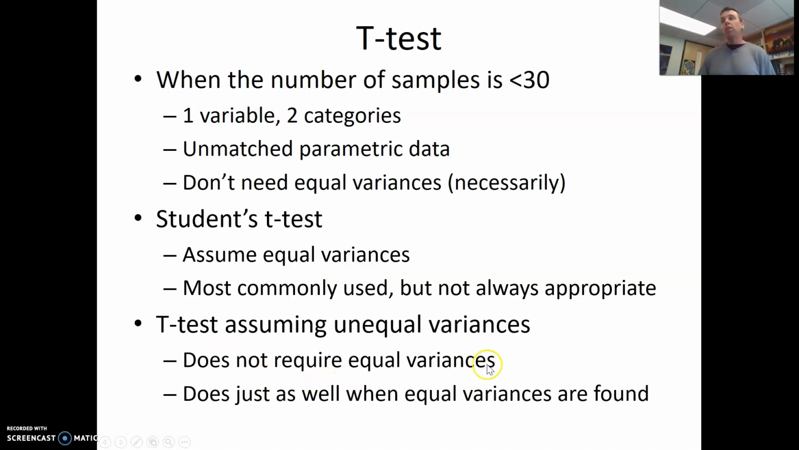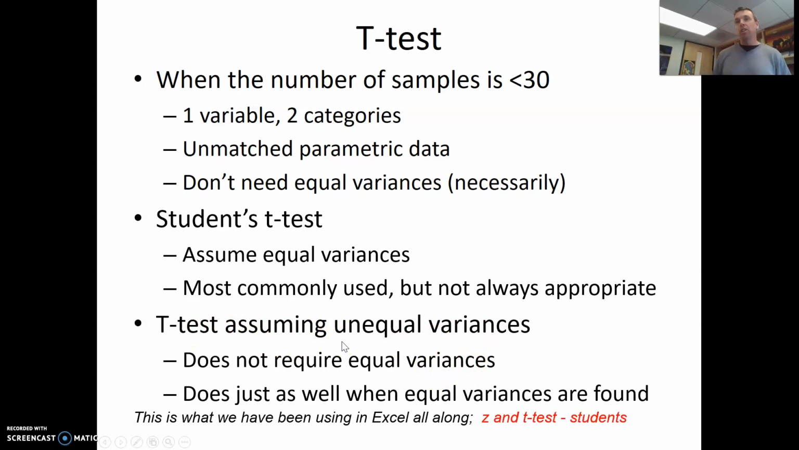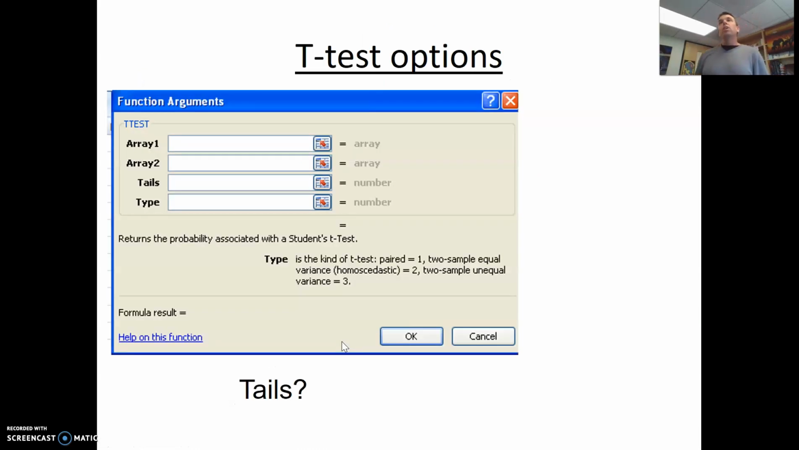So you do not require equal variances. This actually does just as well when the variances are equal. So pretty much when in doubt, you should always use the t-test that assumes unequal variances. When I show you the t-test, I'll show you two ways of getting it. But one, if you open up the t-test function arguments, you'll see the different things you have to input. You have to input your replicate data for array 1, so group 1, your replicate data for group 2, and then tails and type.